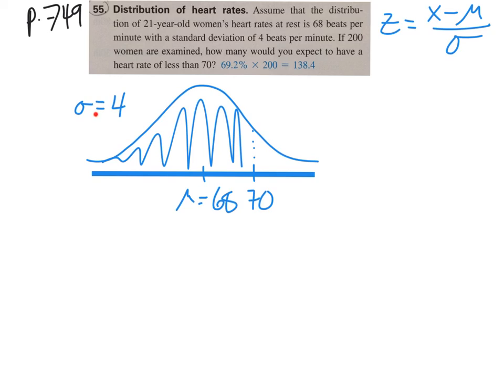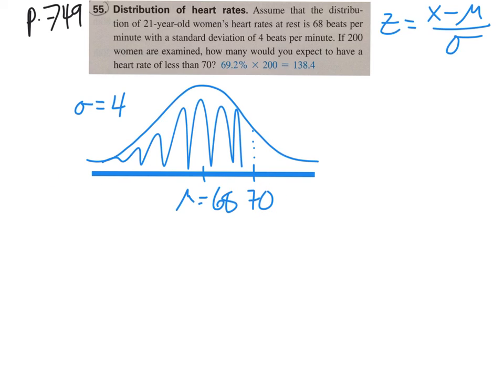We can't use our 68, 95 rule, etc. because see how the distance here is 2? And see how that's half a standard deviation? Well, we can't use our 1, 2, or 3, that 68, 95, 99.7 rule. So what we can do though is take this 70, turn it into a z-score, and then we can use our normal CDF, right? Because this range will be negative infinity up to whatever this z-score is.